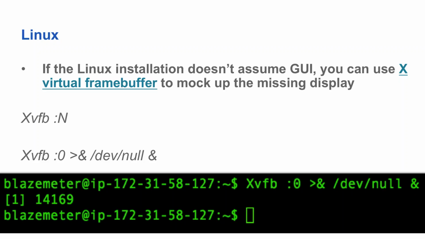It prints quite a lot of noise to the command line. So if you add the > /dev/null & postfix, you'll see only the XVFB process ID, which in this case is 14169.